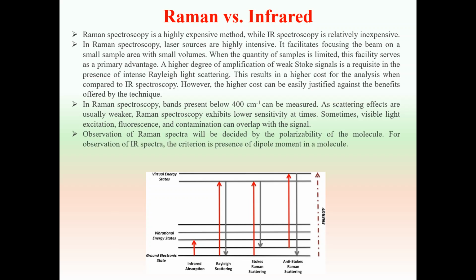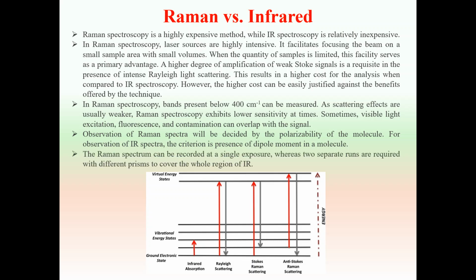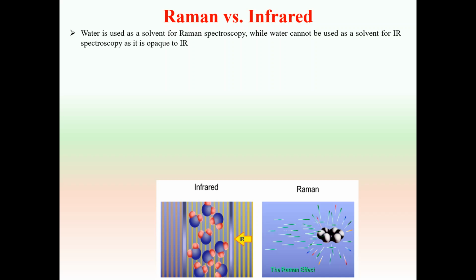So observation of the Raman spectra will be decided by the polarizability of the molecules. For observation of the IR spectra, the criterion is the presence of a dipole moment in the molecules. So the Raman spectrum can be recorded at a single exposure, whereas two separate runs are required with a different prism to cover the whole region of IR.